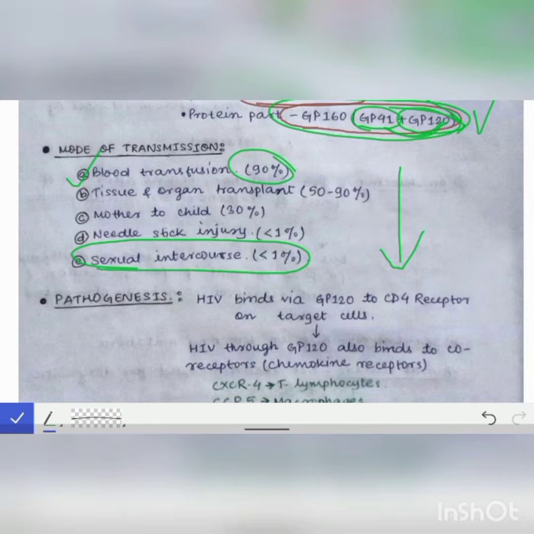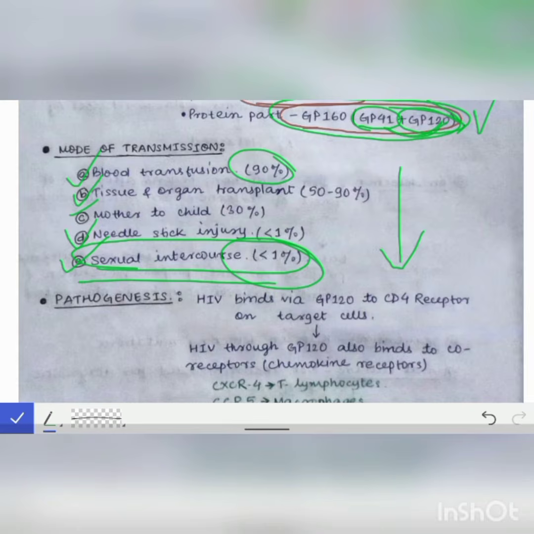The next common mode of transmission is tissue and organ transplant. The next most common mode is mother to child, in 30% of cases. Then needle stick injury is the next most common mode of transmission, and sexual intercourse is the next. Transmission via sexual intercourse occurs in less than 1% of cases.